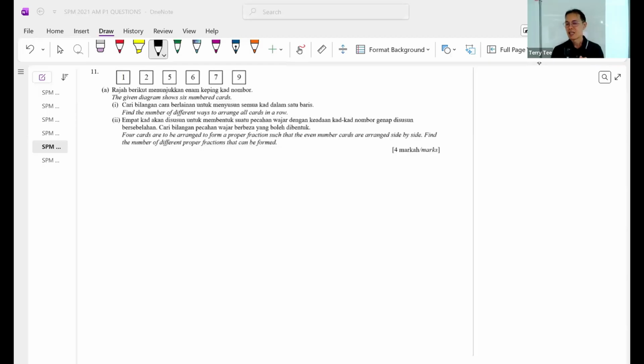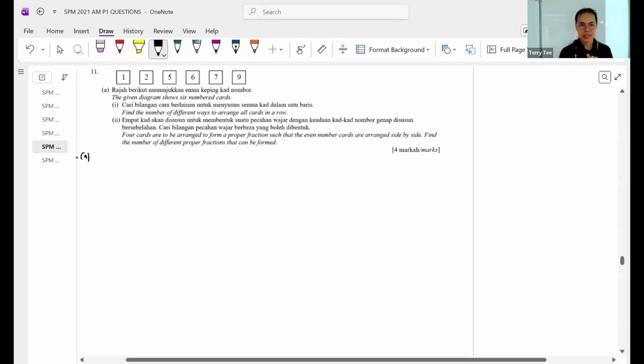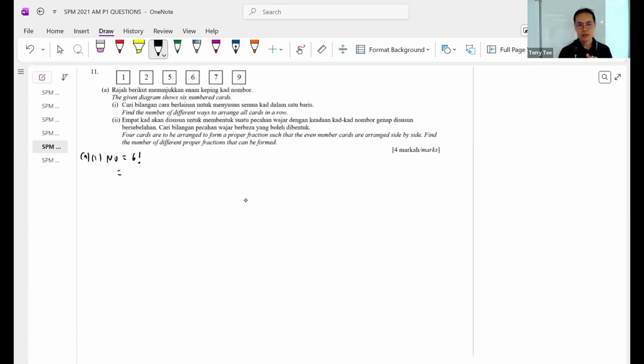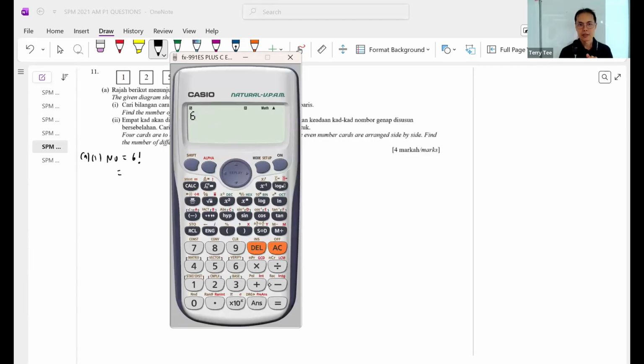Ready? Next question. This is from chapter 4, permutation and combination. Diagram shows 6 number cards. Find the number of different ways to arrange all the cards in a row. Okay, the first one is a bonus, easy. How many ways to arrange 6 cards in a row? Answer? 6 factorial, no problem. 6 factorial is 720, right?